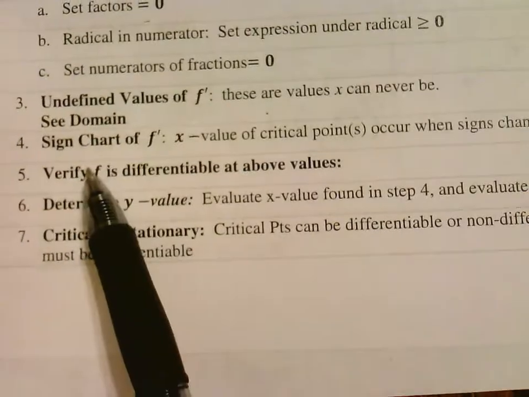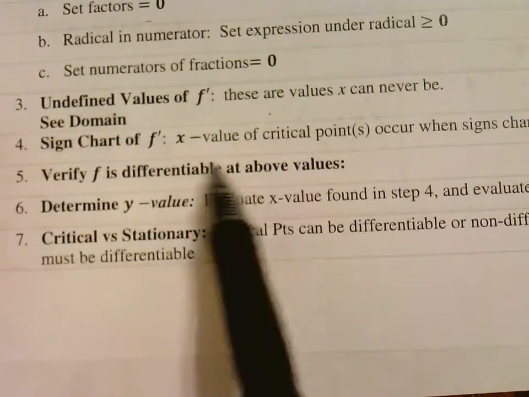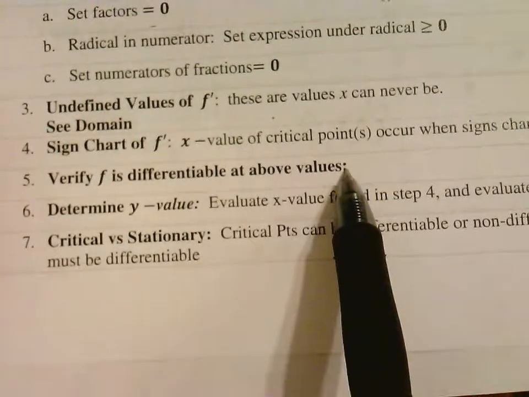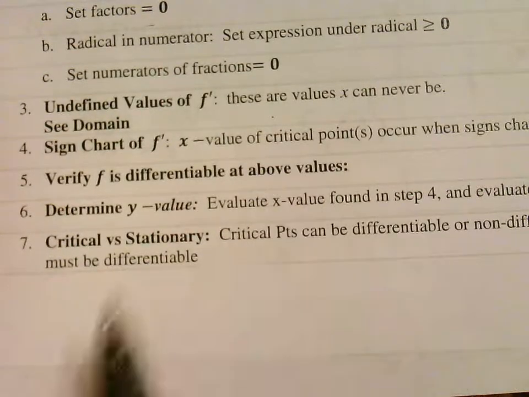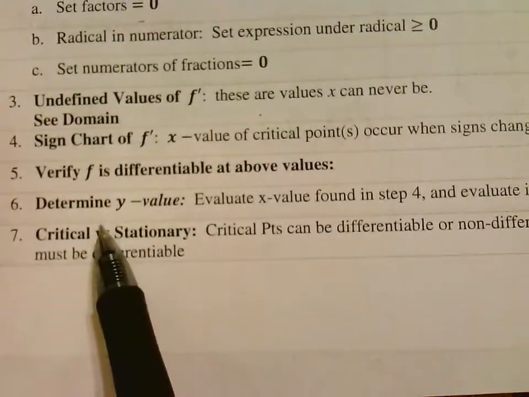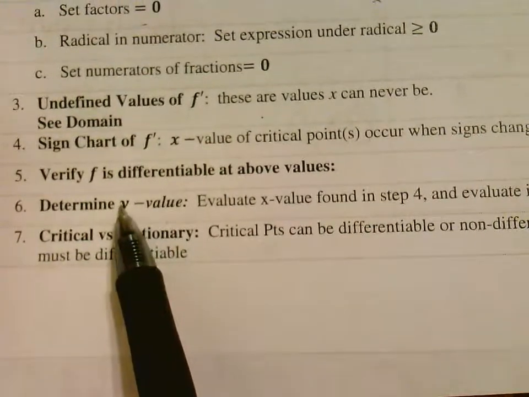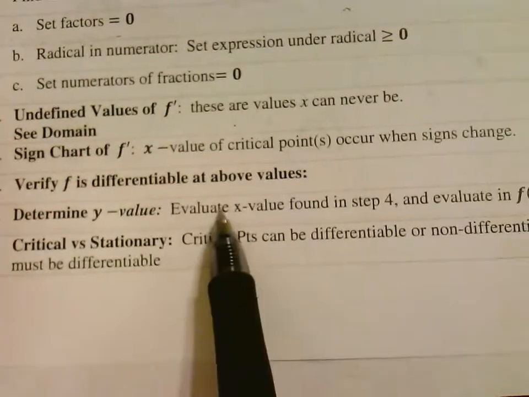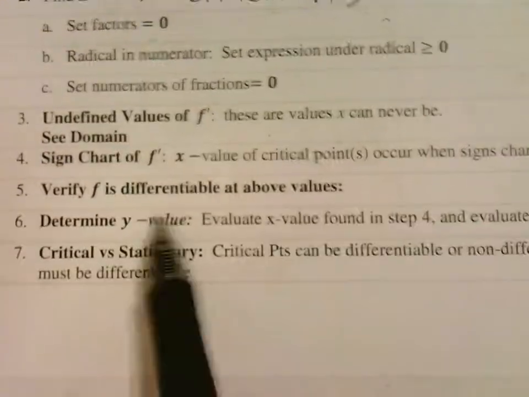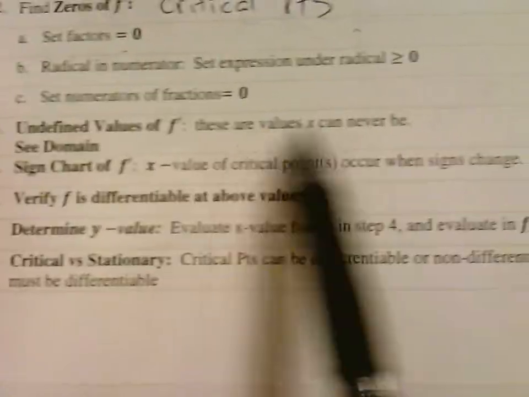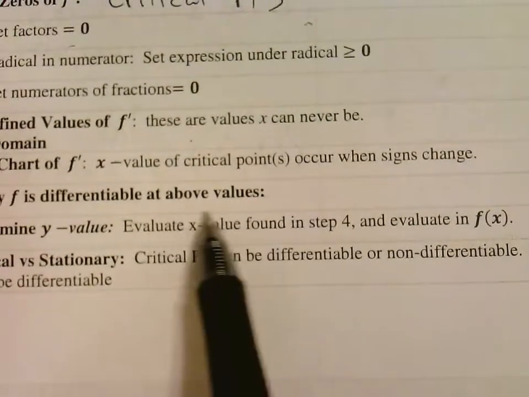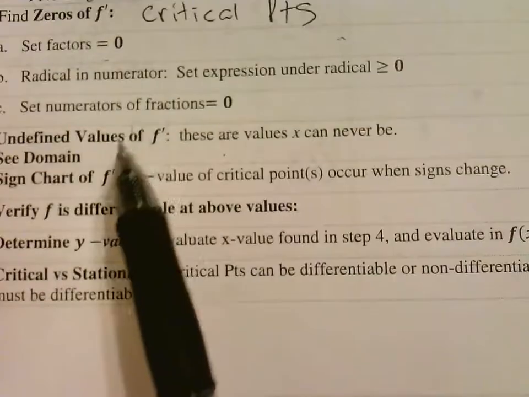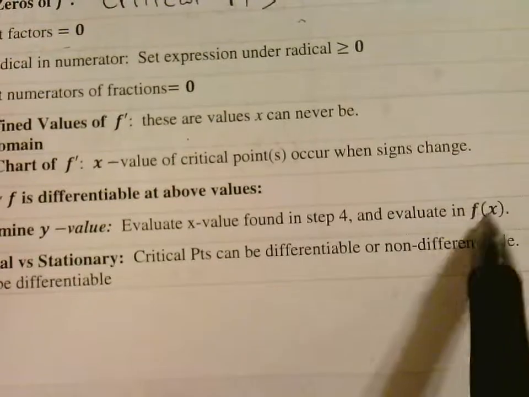Step 5, you're going to verify if f is differentiable at the above values, which means it can't have a cusp, a corner, or anything like that there. Step 6, determine the y value, so evaluate the x value found in step 4. When we find our x value, that's when the signs change in between. You're going to put the x value you found from the derivative into the original function.